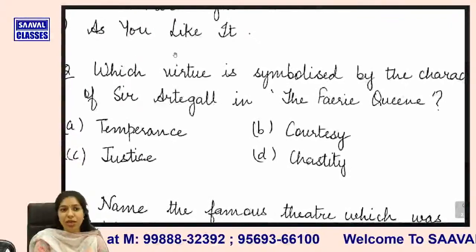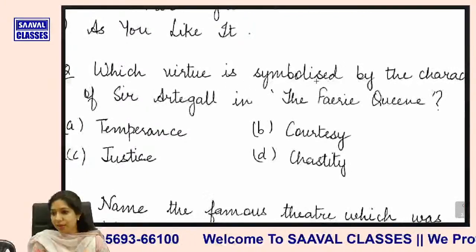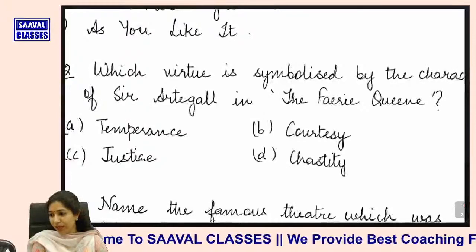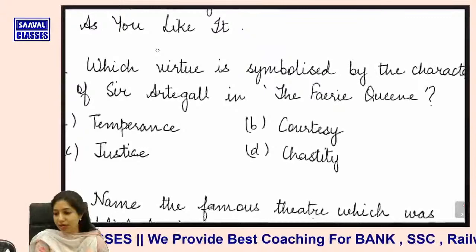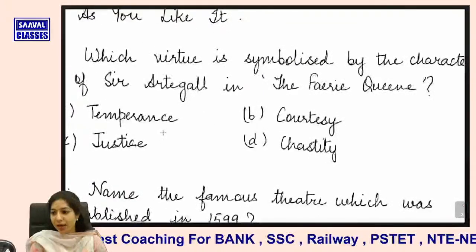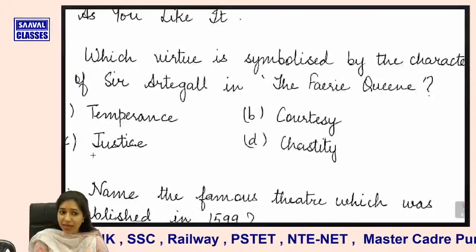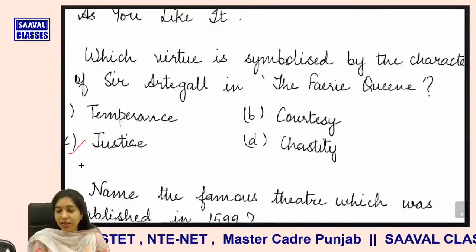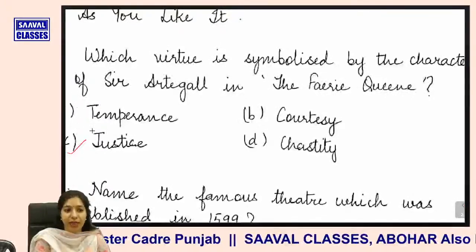Which virtue is symbolized? Question number 22. Which virtue is symbolized by the character of Sir Artegal in The Faerie Queene? Temperance, courtesy, justice, or chastity? Yes, the option C is correct. It is justice. Sir Artegal symbolizes the virtue of justice in The Faerie Queene.